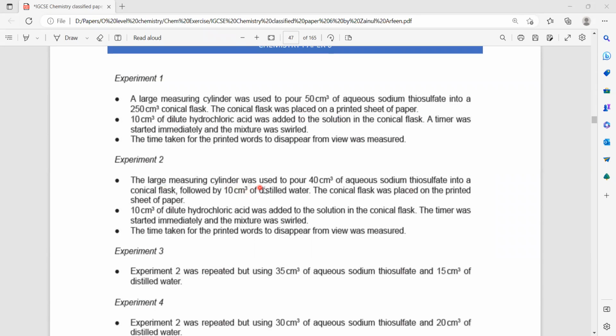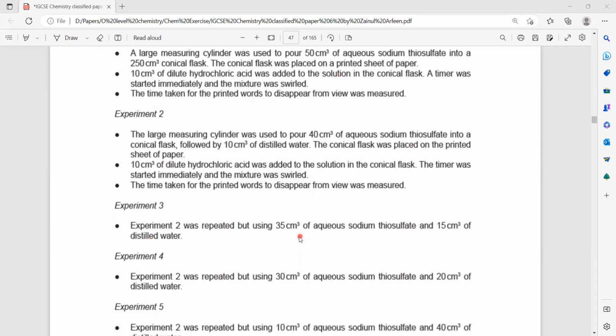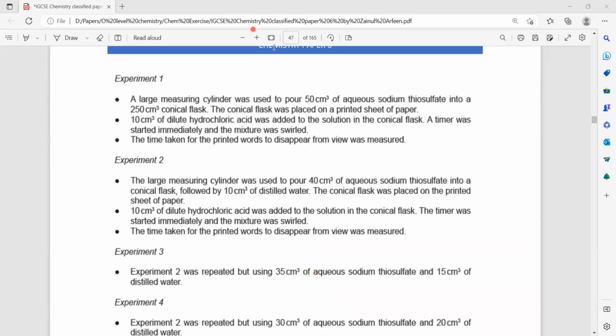Then in experiment 2, we used a large measuring cylinder and poured 40 cm³ of thiosulfate, 10 cm³ of water, and 10 cm³ of hydrochloric acid. In the next experiment, we took 35 cm³ of sodium thiosulfate, 15 cm³ of water. The hydrochloric acid is the same. In experiment 1 we took 50 cm³ thiosulfate and 10 cm³ of hydrochloric acid, so the total volume was 60. That's why for each experiment the total volume should be 60.